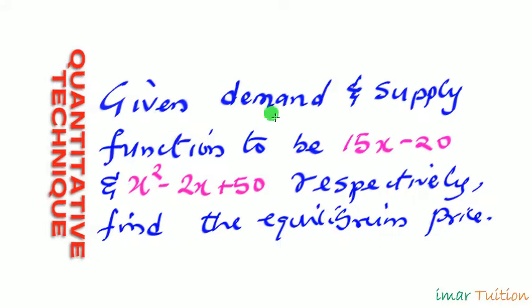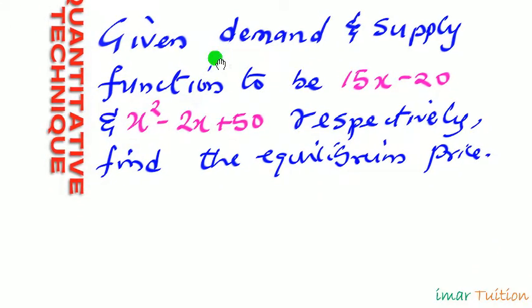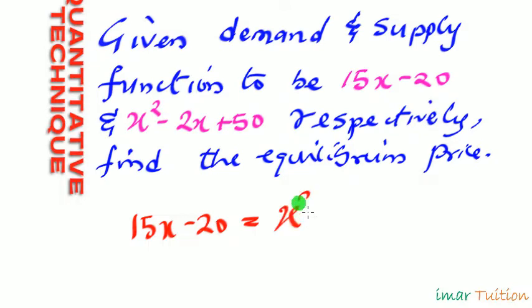Here we have given demand and supply functions to be 15x minus 20 and x squared minus 2x plus 50 respectively. Find the equilibrium price. You recall from your economics that the equilibrium price is the price at which quantity supplied is equal to the quantity demanded. Now, to achieve the equilibrium price, we are going to equate the demand function to the supply function. 15x minus 20 there is the demand function. Let's equate it to the supply function of x squared minus 2x plus 50.